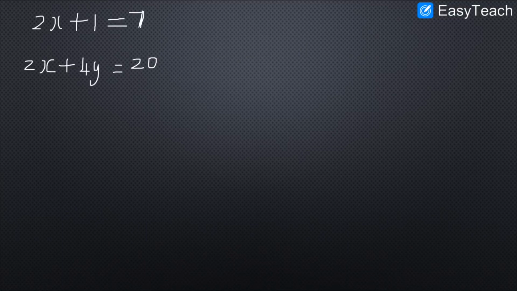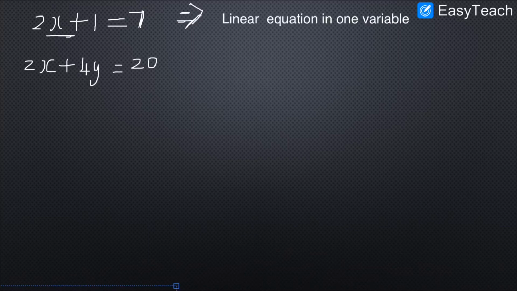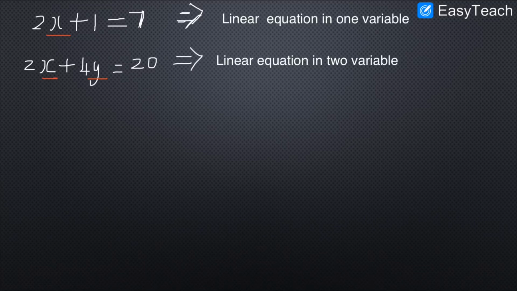Let's start. Look at the two equations I have written here. The first one is 2x plus 1 equals 7 and the second is 2x plus 4y equals 20. What is the difference between these two equations? In the first equation I have used only one variable, which is x. This is called a linear equation in one variable. Look at the second equation, I have used two variables x and y. This is called a linear equation in two variables. In this lesson we are going to talk about linear equations in two variables, which is the second type.